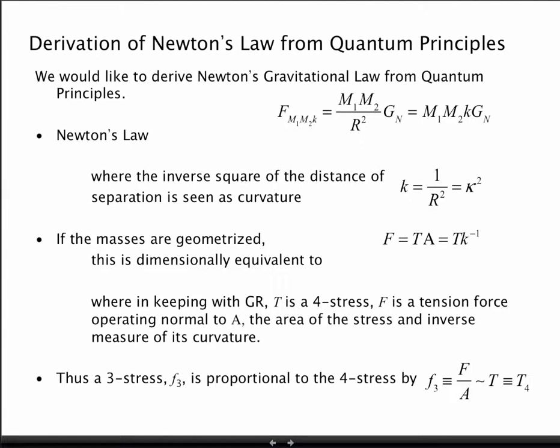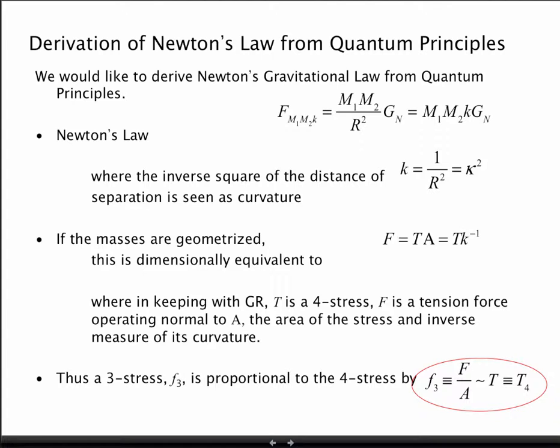Our intent is to construct Newton's law from quantum principles while keeping with the principles of general relativity. Newton's law is stated here, with the final term showing the interpretation of the inverse square law as curvature. With the masses geometrized, this is dimensionally equivalent to force as the product of stress and inverse curvature, i.e. a curved area. In keeping with general relativity, T is a force stress and F is a tension force operating normal to A.